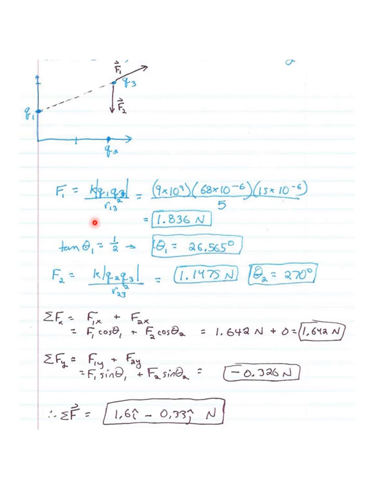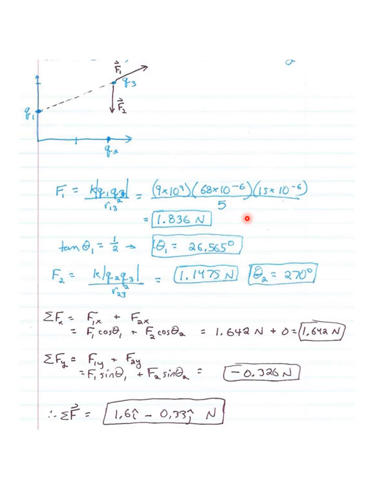So let's look at the force from 1, and that's going to be K times Q1, Q3, of course the absolute values, over the distance between 1 and 3 squared. So we have 9 times 10 to the 9th times the 68 microcoulombs times the 15 microcoulombs divided by the distance squared, which is 5. Now we get that from Pythagorean theorem. So it's 2 this way and 1 this way. So Pythagorean theorem gives the distance between 1 and 3 of square root of 5, but we're squaring it, so 5. And we get 1.836 newtons.